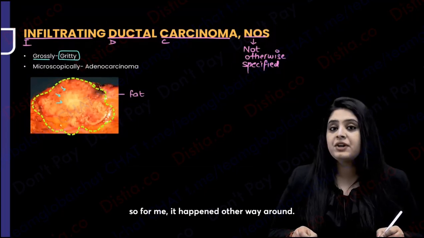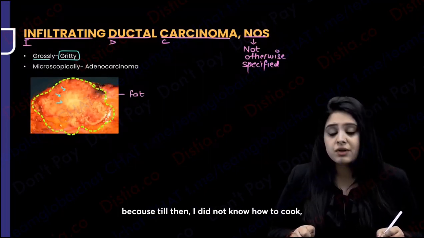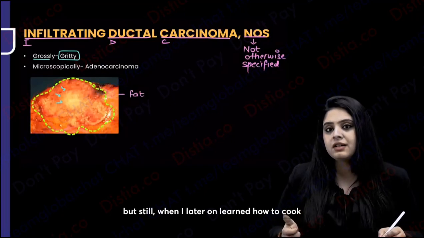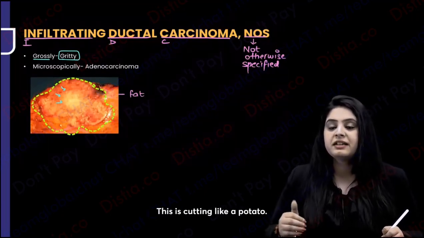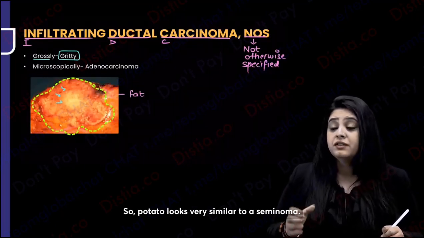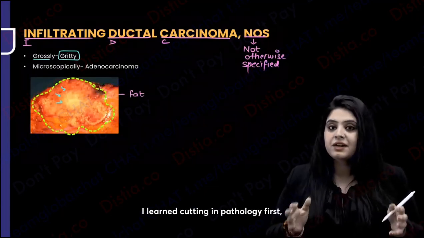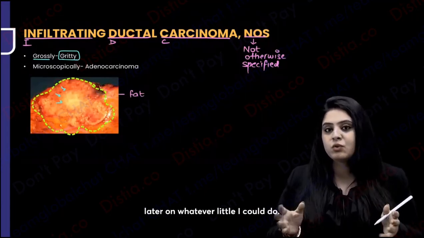So for me, it happened the other way around. I first learned pathology because till then I did not know how to cook. Not that I know anything good right now also, but still when I later on learned how to cook, that is when I could correlate that this is cutting like breast cancer, this is cutting like a potato. So potato looks very similar to a seminoma. So for me, this journey was the other way around. I learned cutting in pathology first and then implemented it into the kitchen later on with whatever little I could do.